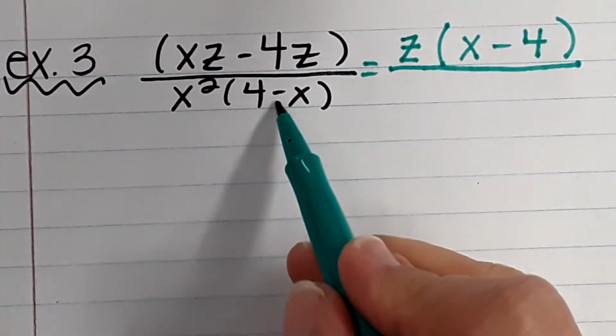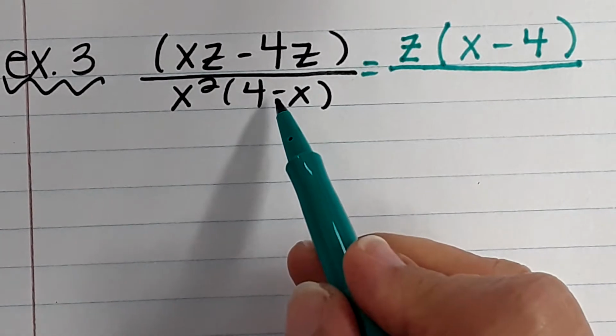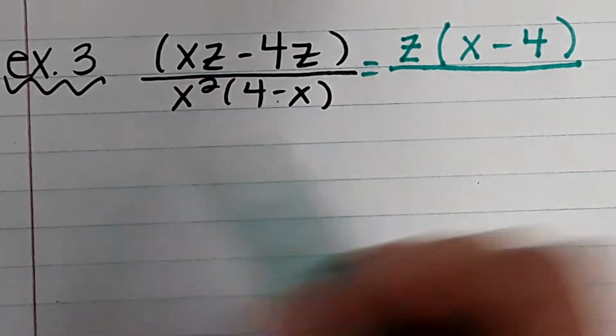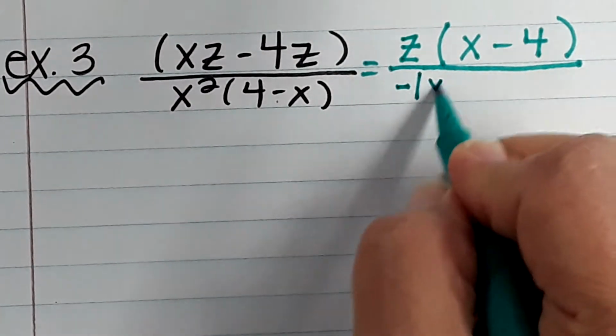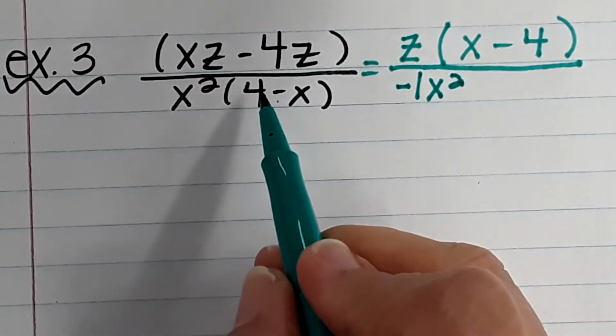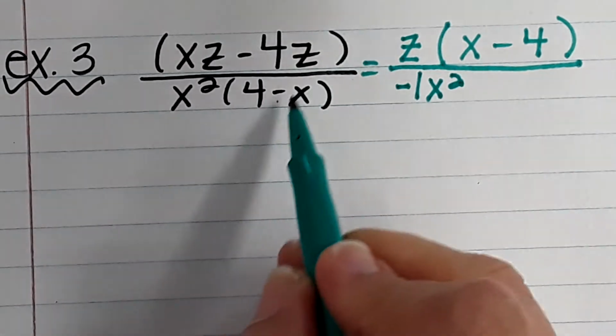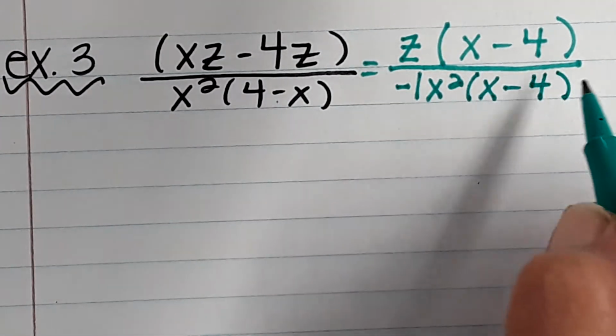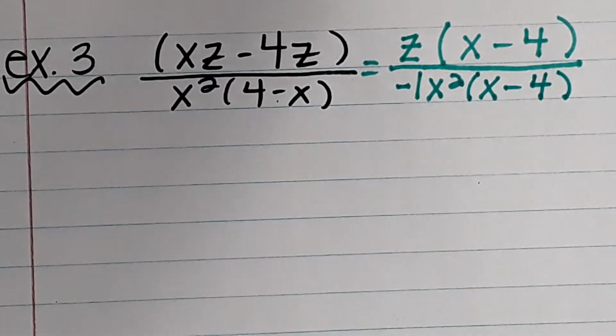So this right here tells me I need to pull out a negative 1. I'm just pulling out a negative 1 here, so I'm just going to put it in front of the x squared. And if I multiply this by negative 1, it becomes x minus 4. The majority of the time, when you have a pair of parentheses where the variable and the number are switched, you're going to have to pull out a negative 1.